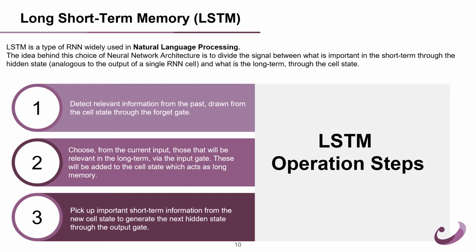The overall operation of an LSTM can be summed up in 3 steps. 1. Detect relevant information from the past drawn from the cell state through the forget gate. 2. Choose from the current input those that will be relevant in the long term via the input gate. This will be added to the cell state, which acts as long memory. 3. Pick up important short-term information from the new cell state to generate the next hidden state through the output gate.